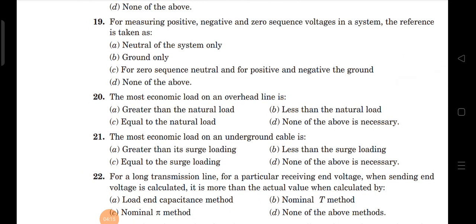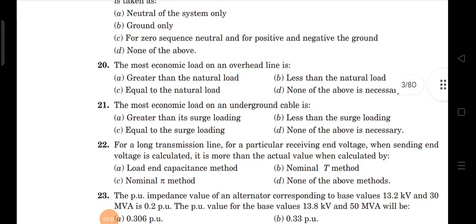The most economical load on an overhead line is... In case of overhead lines, the most economical load is always greater than the surge impedance load or natural impedance load. That load is equal to V squared by ZC. Now see here, the first option, greater than the natural load or surge impedance load. That means the first option is correct.